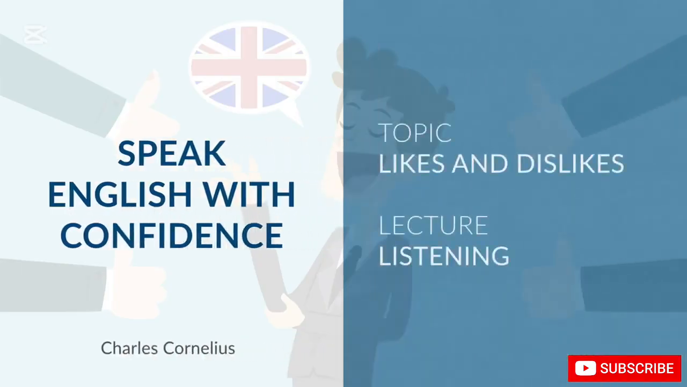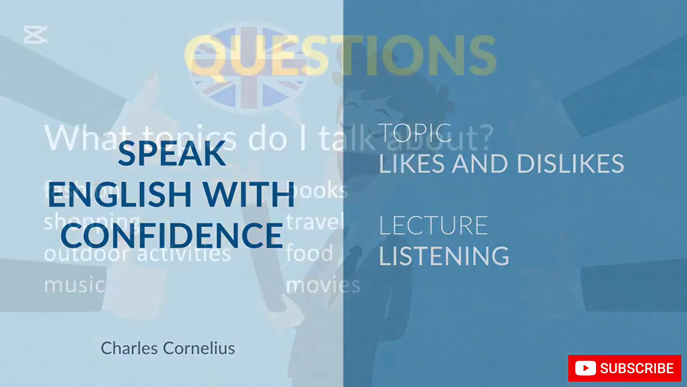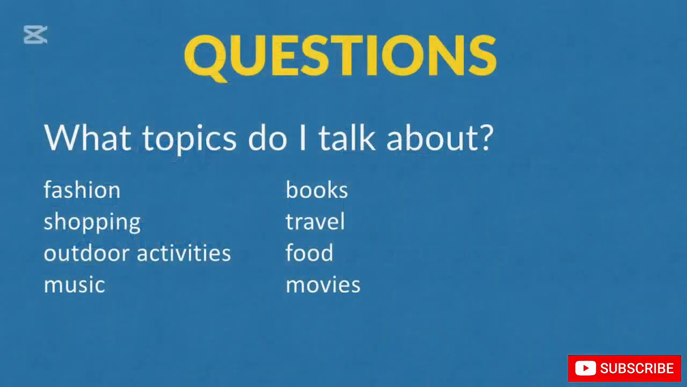In this video, I'm going to talk about my likes and dislikes. While I'm reading, listen and try to work out what topics I talk about. So do I talk about fashion, shopping, outdoor activities, music, books, travel, food, or movies? Which ones do I talk about?